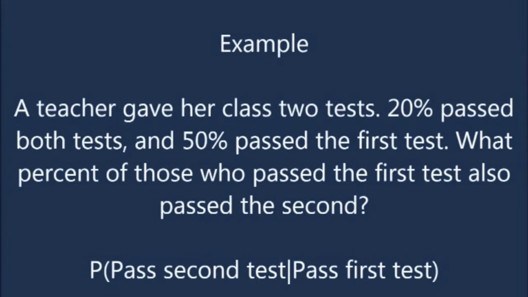For example, if a teacher gave her class 2 tests and 20% passed both tests and 50% passed the first test, and we want to find the percentage of those who passed the first test along with the second test, then we are trying to find the probability of those who passed the second test given that they passed the first test.